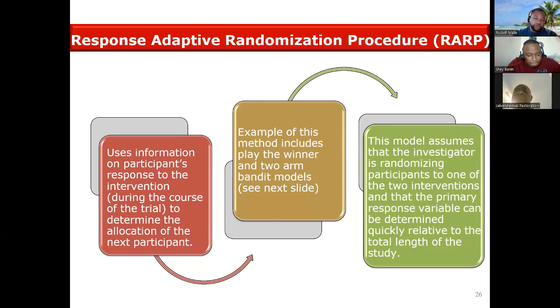So once the sponsor collects that data, they are able to use it in what is considered a response adaptive randomization process. Once they use that process, they're able to use that information to properly randomize the subjects.